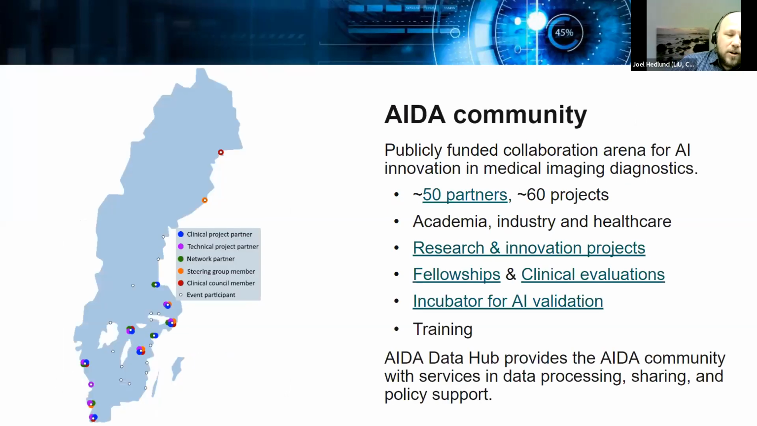So the IDA community consists of about 50 partners all over Sweden, and we've supported 60 innovation projects like the one you just saw over the years since 2017. And we do a lot of things that I will not mention, but the IDA Data Hub supports these activities with services and data processing, sharing, and policy support.